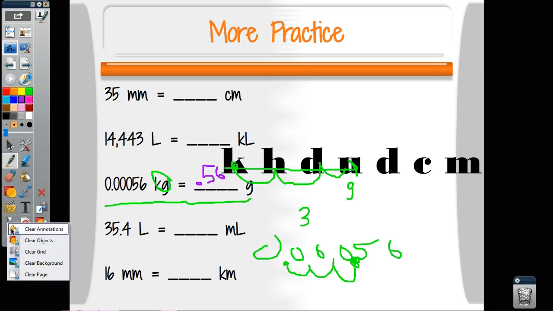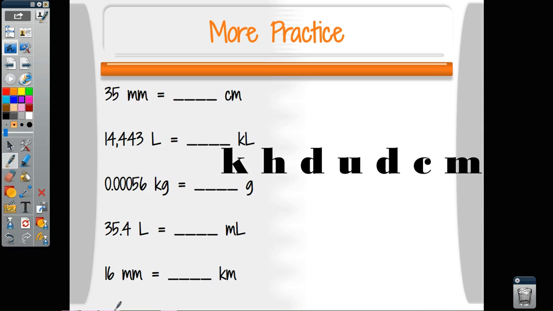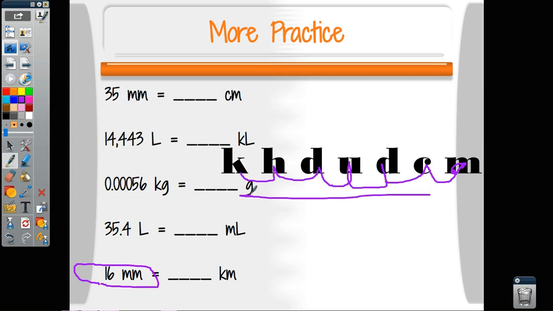All right, last problem. I start with what I know. I know how many millimeters I have. Milli is right here. I want to know kilometers. Oh my gosh, so far away. 1, 2, 3, 4, 5, 6 swoops that direction. I started over here and I moved over here.